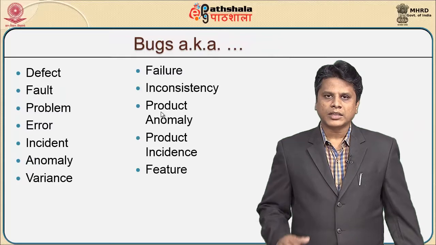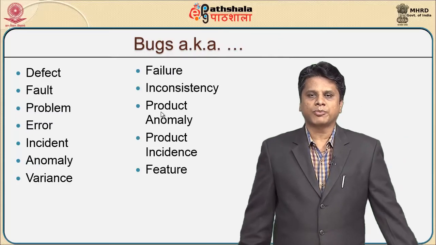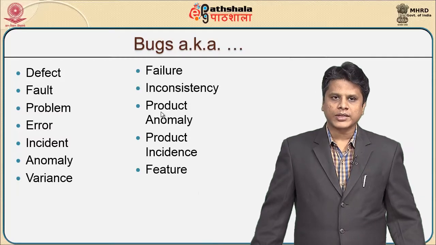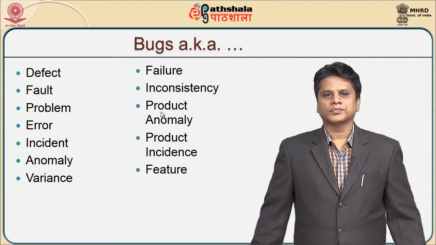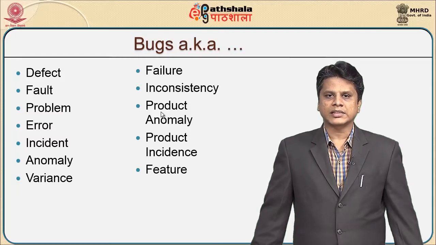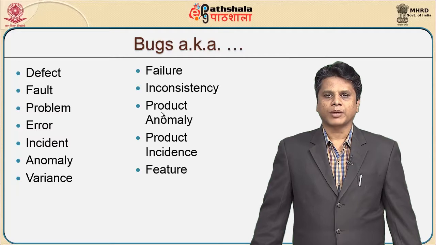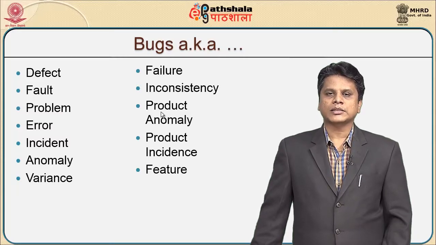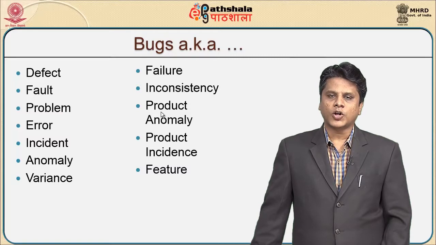What are the other related terms which we can use for a bug? Bugs are also known as defect, fault, problem, error, incident, anomaly, variance, failure, inconsistency, product anomaly, product incidents, features. These are some of the other synonyms of the word bug.